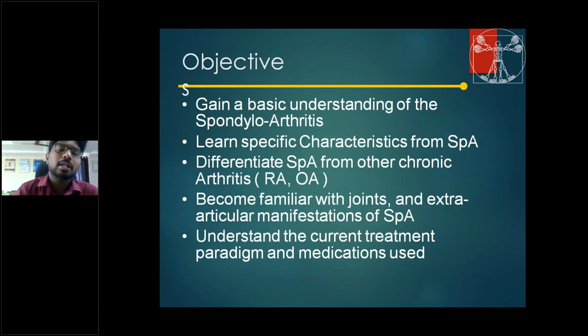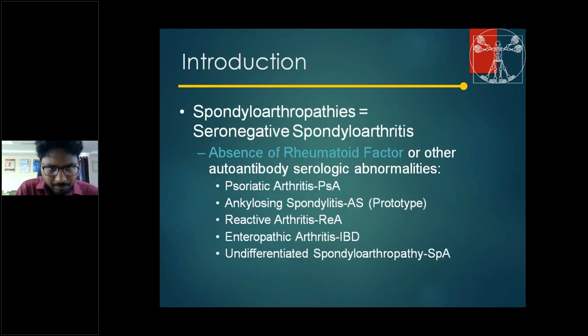So what is the other name for spondyloarthritis? It is also called seronegative arthritis, because the most common arthritis we know is rheumatoid arthritis, which is positive for rheumatoid factor. That is called seropositive arthritis. So this group of arthritis is combined together and called seronegative arthritis, which is rheumatoid factor negative arthritis. So the name spondyloarthropathies is equivalent to seronegative spondyloarthritis. The main feature here is the absence of rheumatoid factor or other autoantibody.